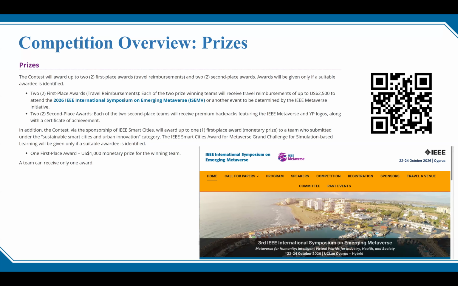This year, we also have another award category. Thanks to the support of IEEE Smart Cities, there will be a special award for projects submitted under the Sustainability, Smart Cities, and Urban Innovation category. It means that the winning team in this category will receive a 1,000 US dollar monetary prize.